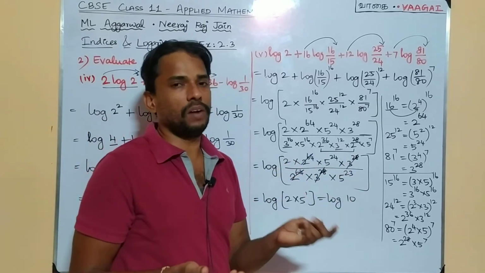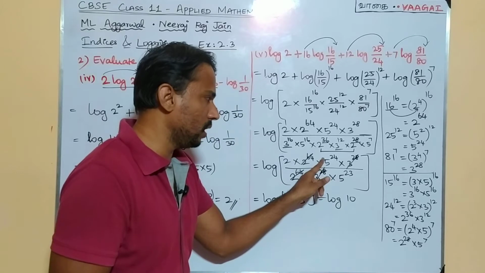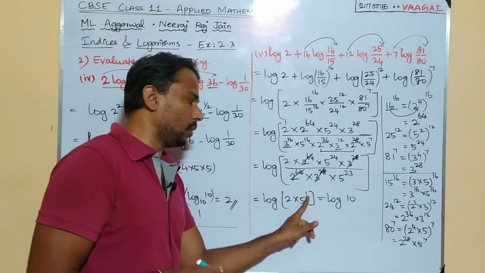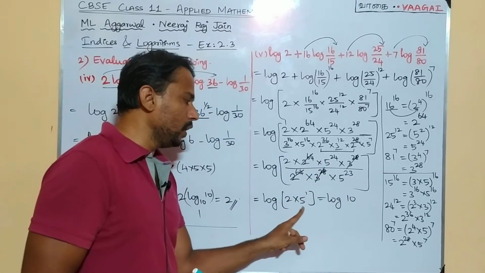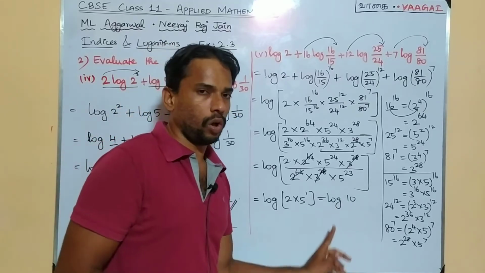When it is divided, we have to subtract the powers. That's what we are doing. So 24 minus 23 is 1. So 5 power 1, so 2 into 5 power 1 is nothing but 10. So log 10 is what we have.